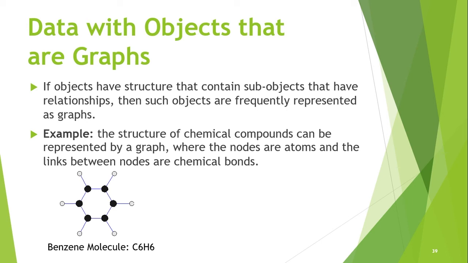Okay? If objects have structure that contains sub-objects that have relationships, then such objects are frequently represented as graphs. Example of this is the structure of chemical compounds, which can be represented by a graph where the nodes are atoms and the links between nodes are chemical bonds, just like the benzene molecule or the C6H6.